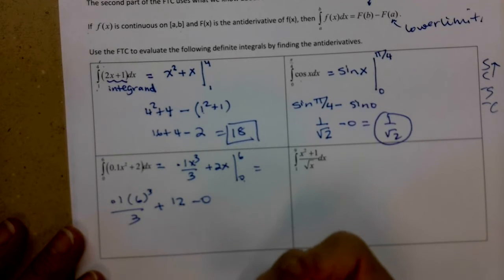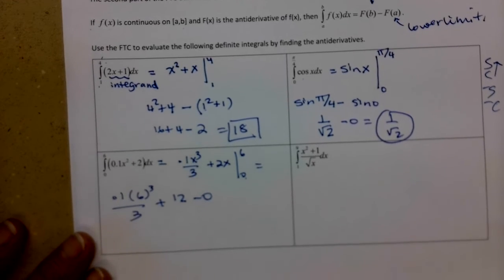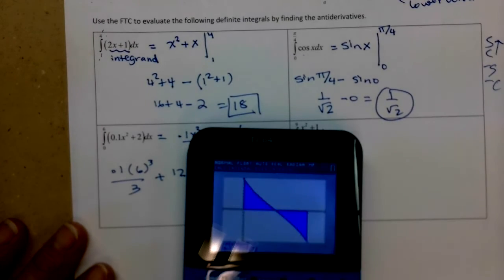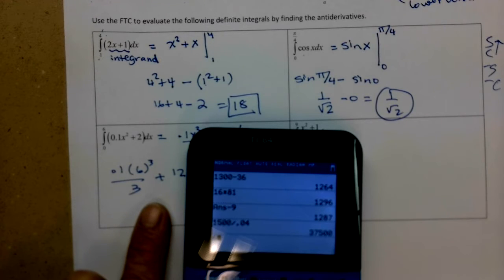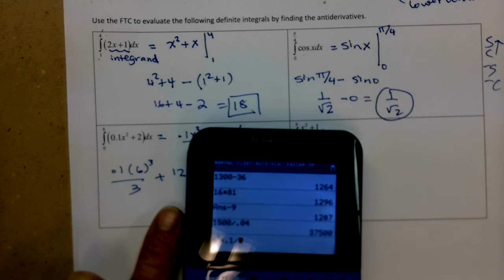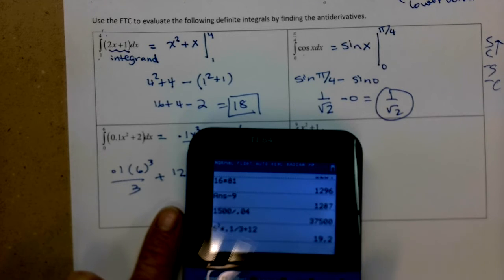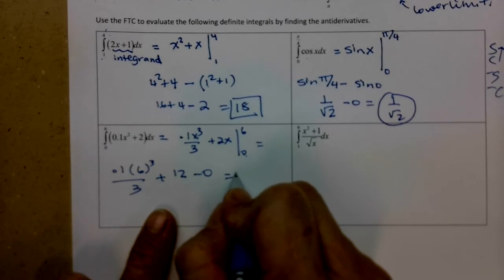Oh my gosh, do I really want to do that? I don't really want to do that. I'll grab my calculator. So I have 6 to the third times 0.1 divided by 3 plus 12. 19.2, that sounds good to me.